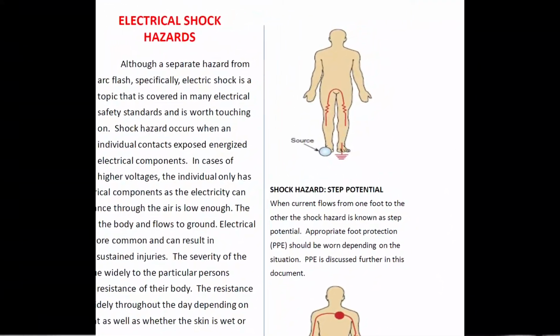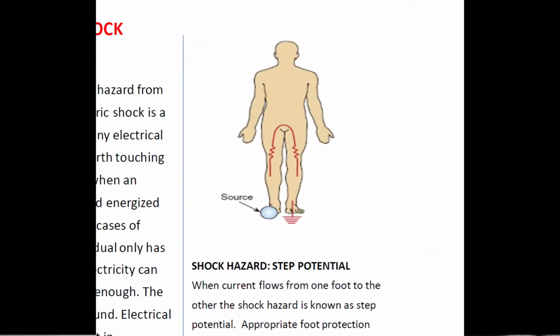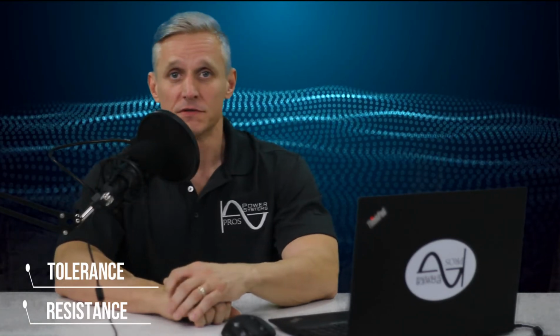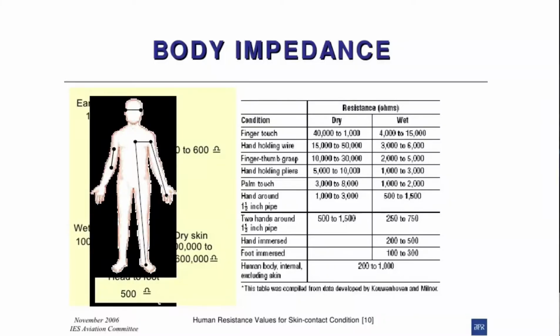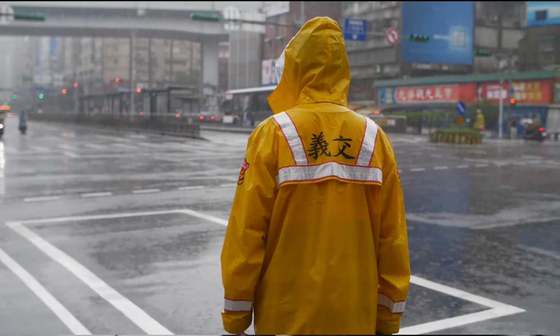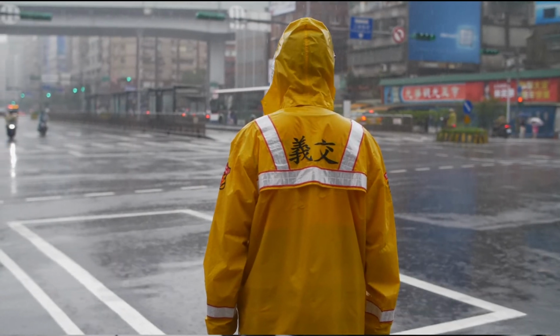Electrical shock occurrences are much more common and can result in electrocution, which is death from the sustained injuries. The severity of the shock on the human body is due widely to the person's tolerance of the shock. It's due to the resistance of their body. Believe it or not, the resistance of the body varies widely throughout the day, depending on the humidity conditions present, as well as whether the skin is wet or broken.